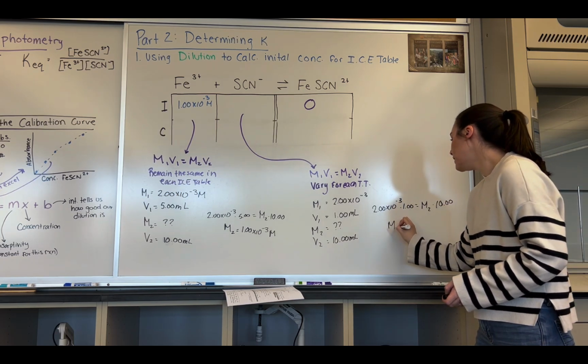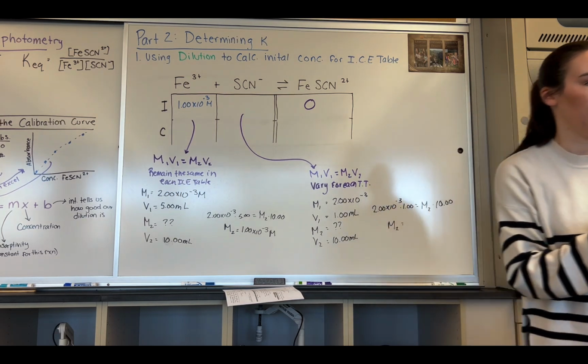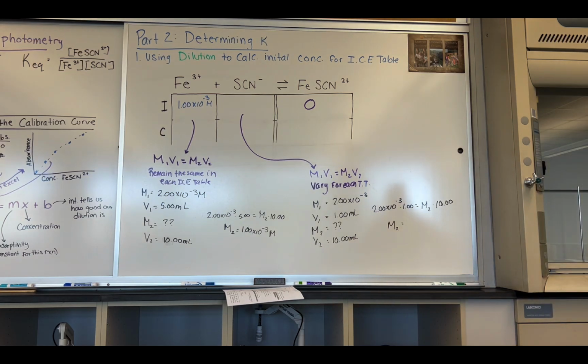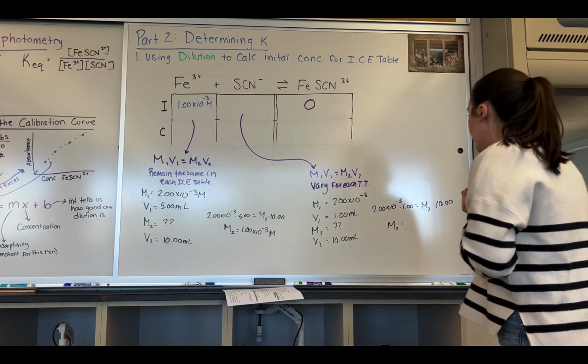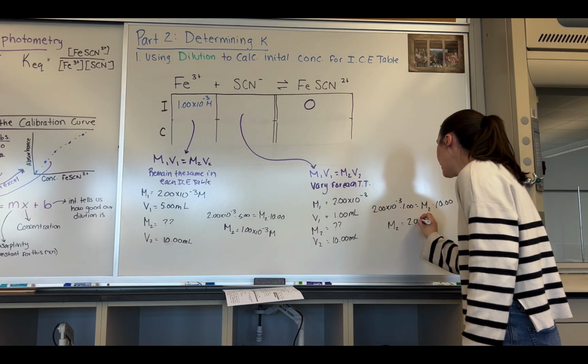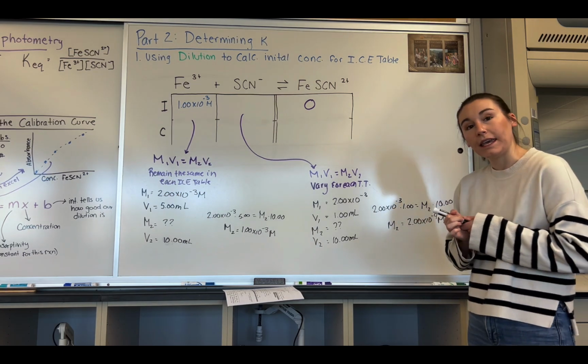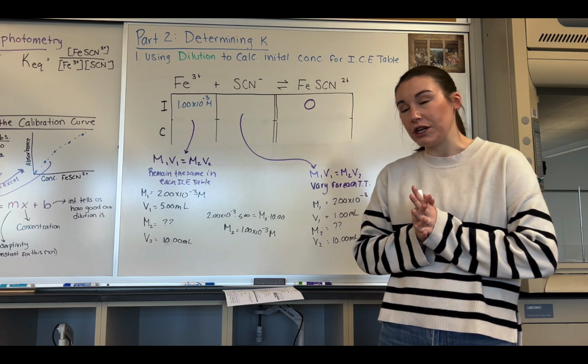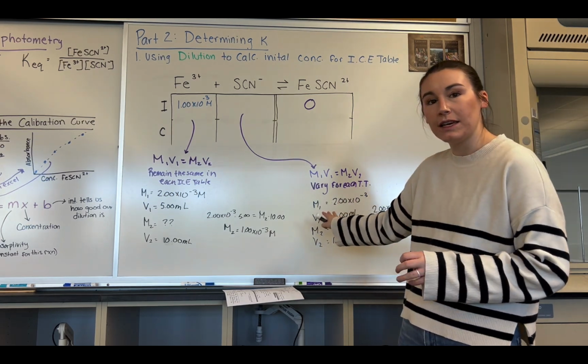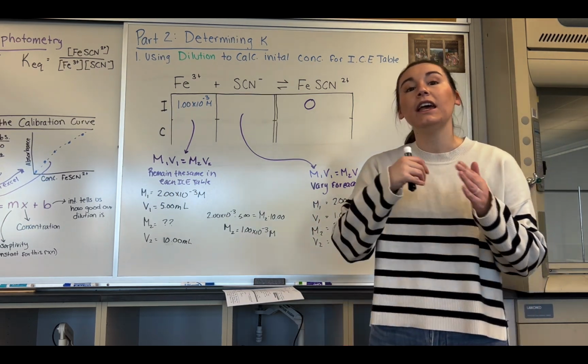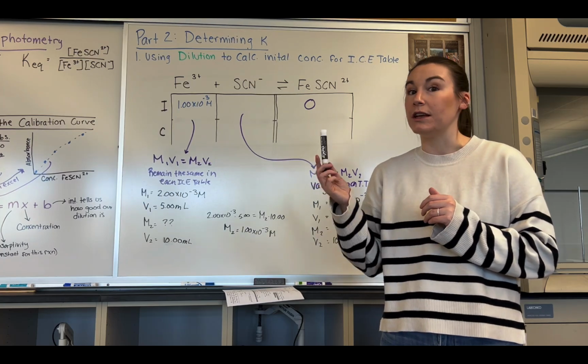And we can solve for M2, which is 2.0 times 10 to the minus 4 molar. Again, you are going to have a different concentration. Your initial concentration is not going to be exactly 2.0 times 10 to the minus 3. It will be different from the value that you used in part 1.